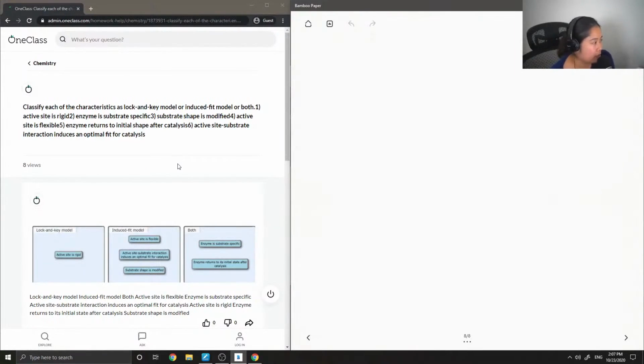1. Active site is rigid. 2. Enzyme is substrate specific. 3. Substrate shape is modified. 4. Active site is flexible. 5. Enzyme returns to initial shape after catalysis. And 6. Active site substrate interaction induces an optimal fit for catalysis.